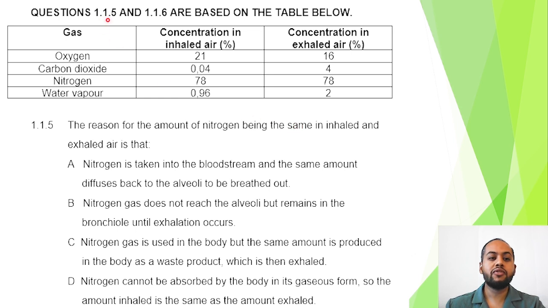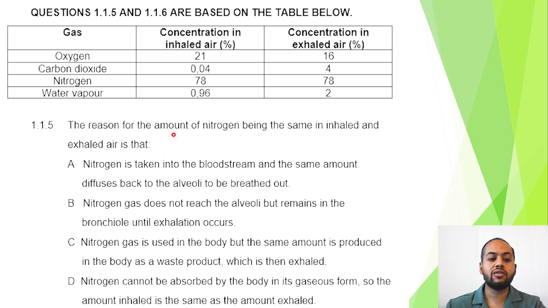Questions 1.1.5 and 1.1.6 are based on the table below. So we're going to base 1.1.5 and 1.1.6 on this table. What do we notice in the table? We have different gases: oxygen, carbon dioxide, nitrogen, and water vapor. We then have the concentration of inhaled air versus air that you are taking into your lungs. And then you have your concentration of exhaled air, which is air that comes out of the lungs.